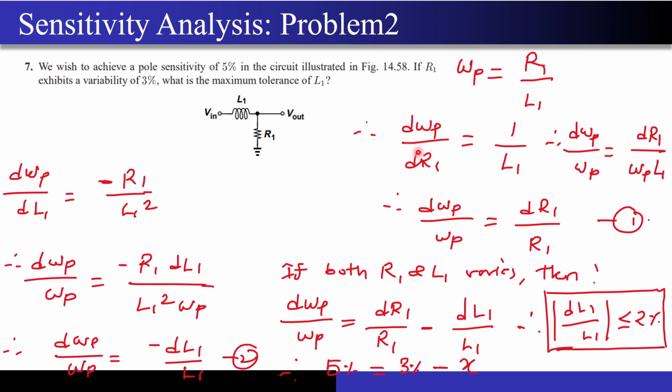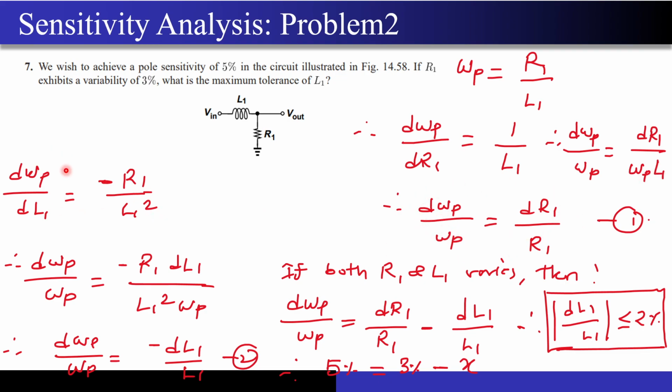So d omega p by dR1 will be nothing but 1 upon L1. But again, as I told you, we are interested in finding the change in the pole frequency with respect to my actual pole frequency. So when you calculate d omega p by omega p, this d omega p has to be substituted as dR1 upon L1. So that is what you are going to see over here. But omega p itself is R1 by L1. So when you put R1 upon L1 over here, this L1 and L1 are going to get cancelled and you will be left with only this particular equation.